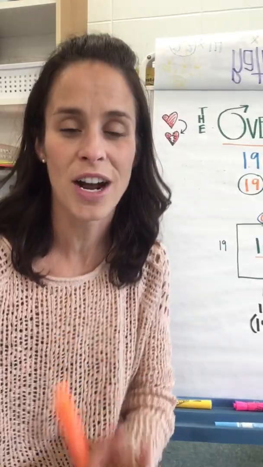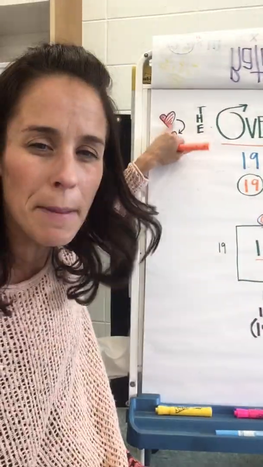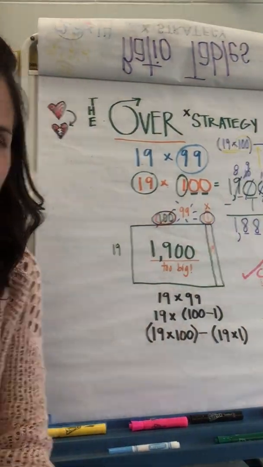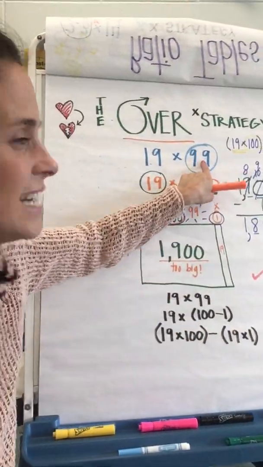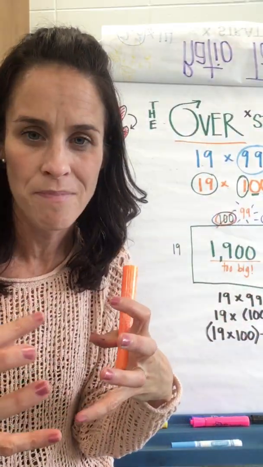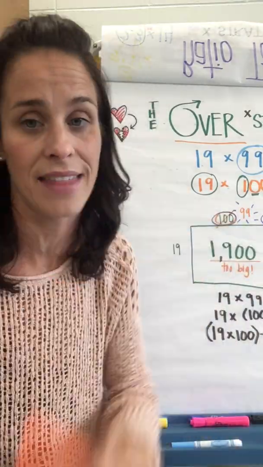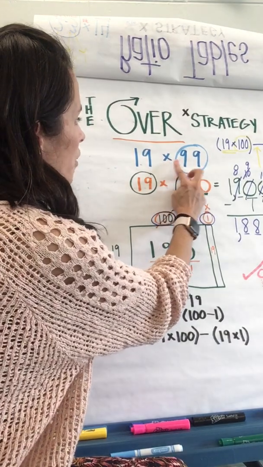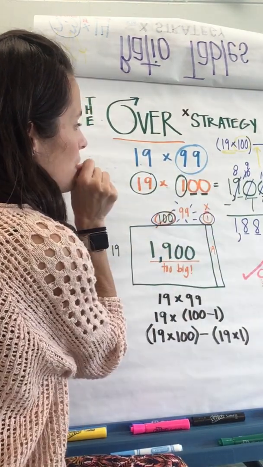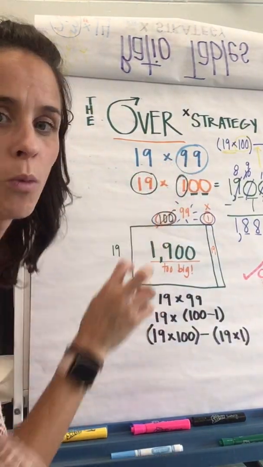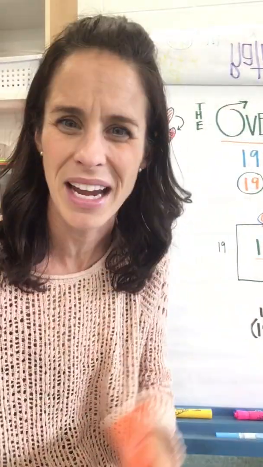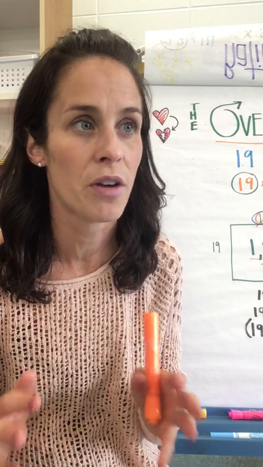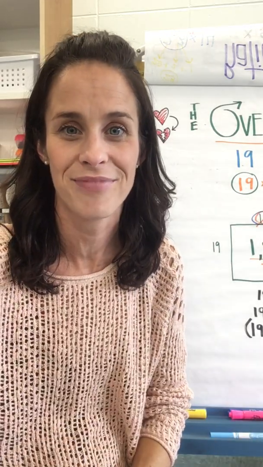So again, the Over Strategy, it's kind of similar to the break apart method in that you're taking this 99 and you get to kind of play with it a little bit. Let's make it 100, but let's give back that 1 later, okay? So you're really doing 19 groups of 100, and then you say, well, wait a minute, I need to take back one of those groups at the very end to make up for it. Okay, so try your best. Don't stress over it. We'll do a few problems and see how you feel with it. All right, good job.